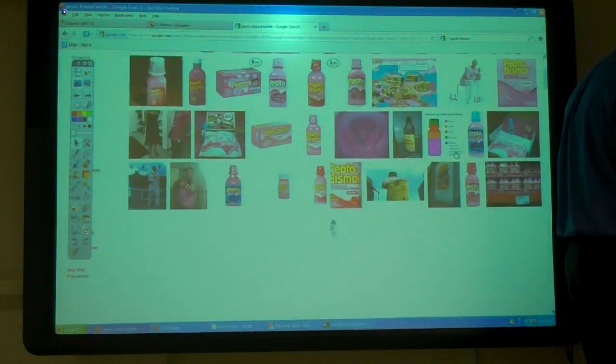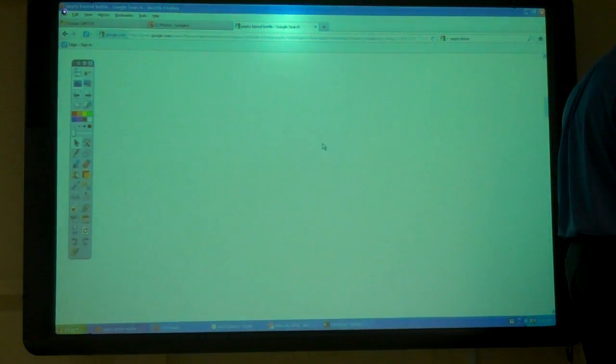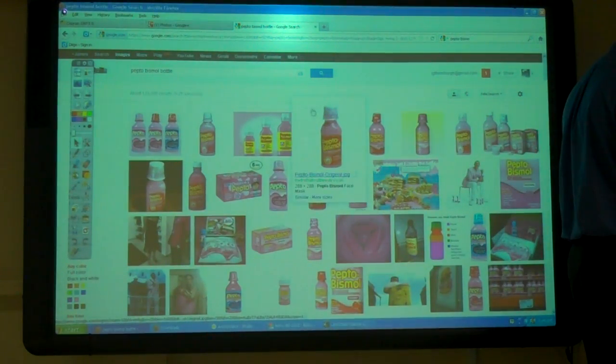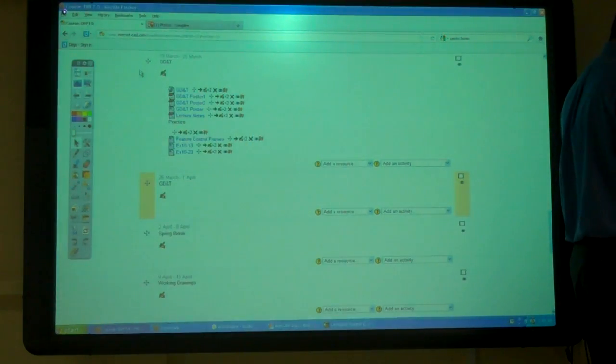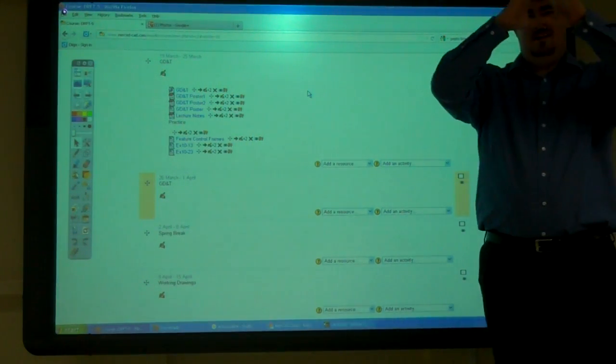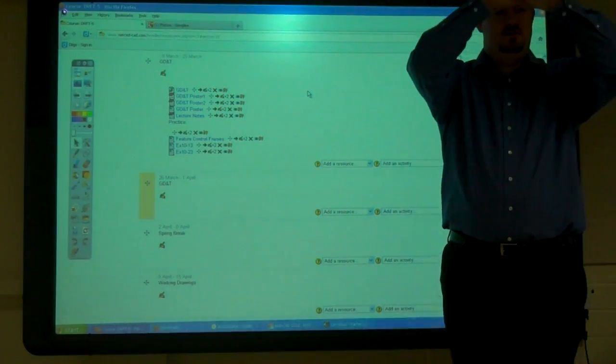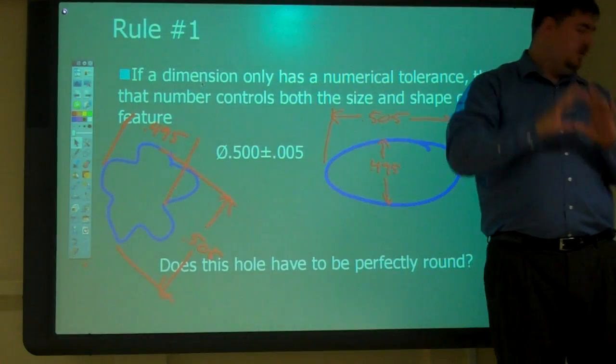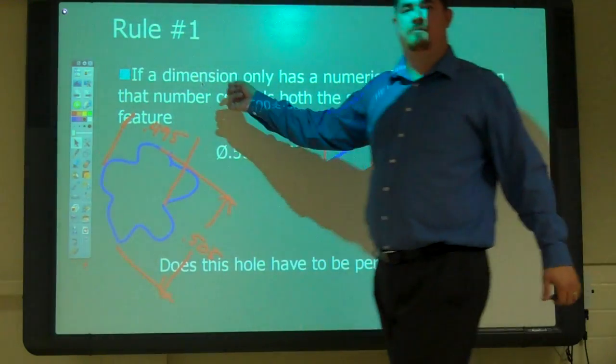You're looking for a picture of the thing? Just put the bottom of a Pepsi bottle. You know what it is though, right? It's kind of that same shape, like a triangle, but rounder. And so, under rule number 1, that would count as a circle.